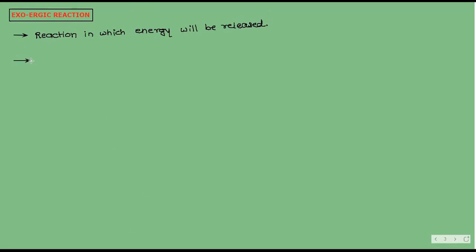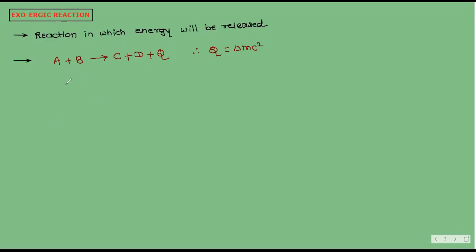Next point, that is the reaction I am giving. A plus B gives C plus D plus some amount of energy, and where Q is equal to what? Delta M C square. Q is Delta M C square. And here these two are reactants, these two are products.